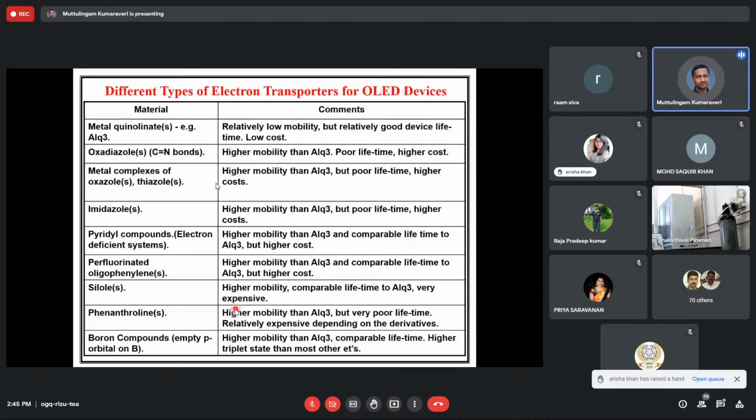And this is for OLED devices. There are different types of materials we can't use, because lifetime is the critical part in device manufacturing.